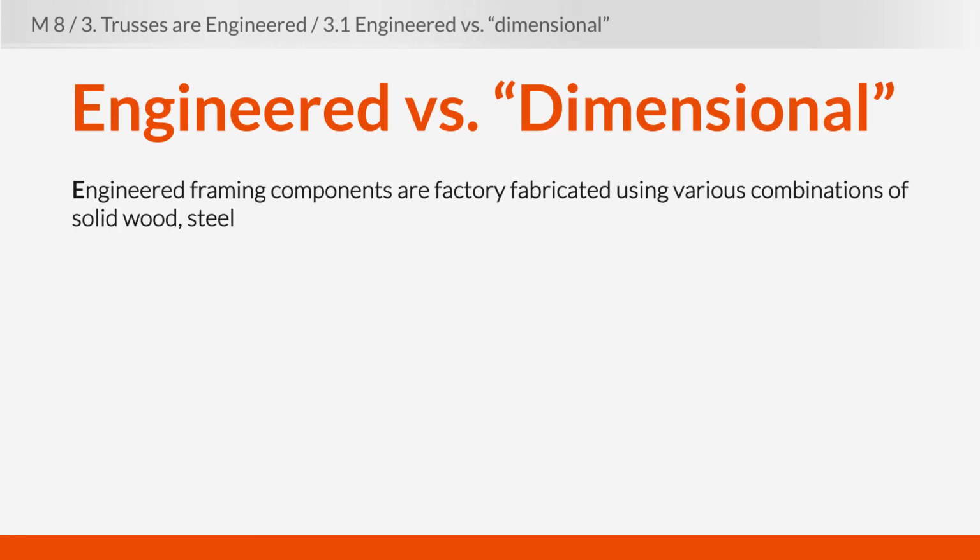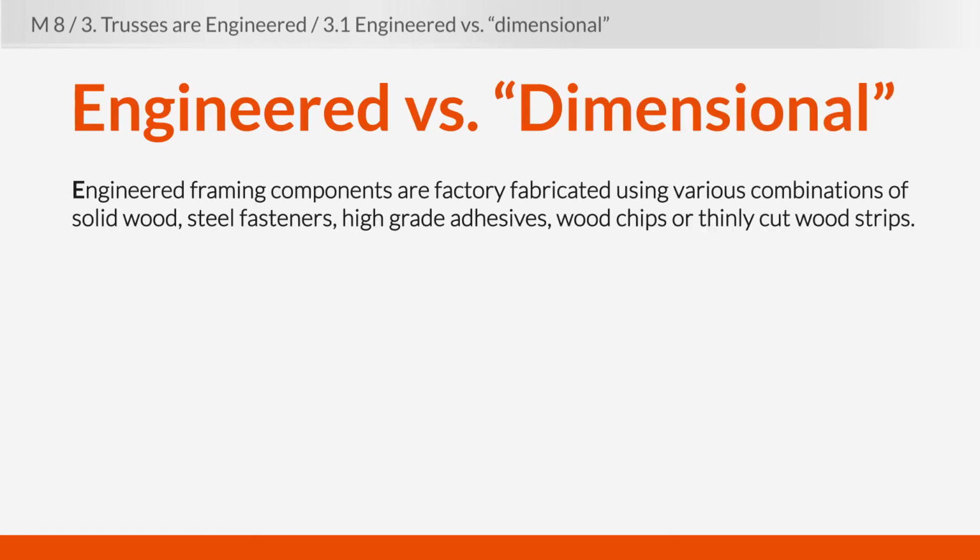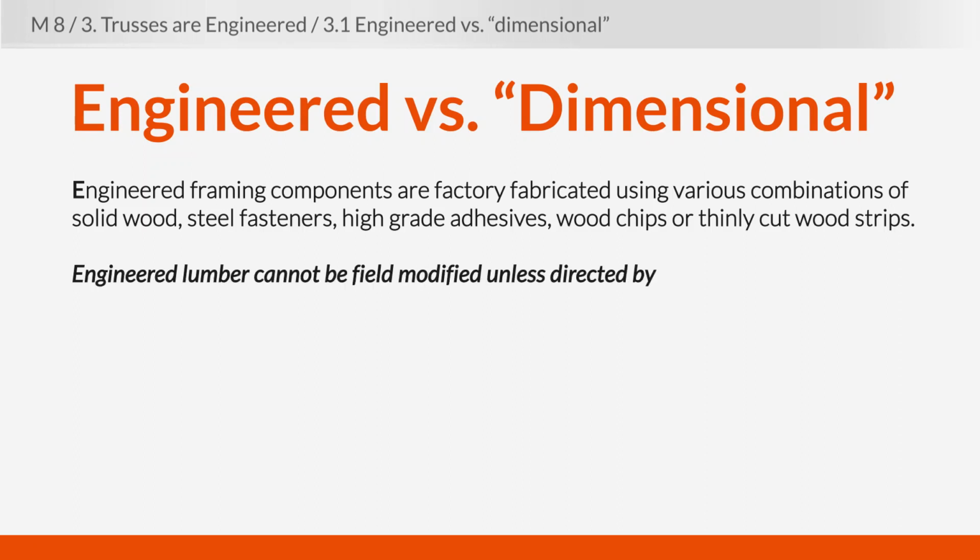Let's compare engineered components to dimensional lumber. Engineered framing components are factory fabricated using various combinations of solid wood, steel fasteners, high-grade adhesives, wood chips, or thinly cut wood strips. Engineered lumber cannot be field modified unless directed by a structural engineer. That's it. There are no exceptions to that rule.